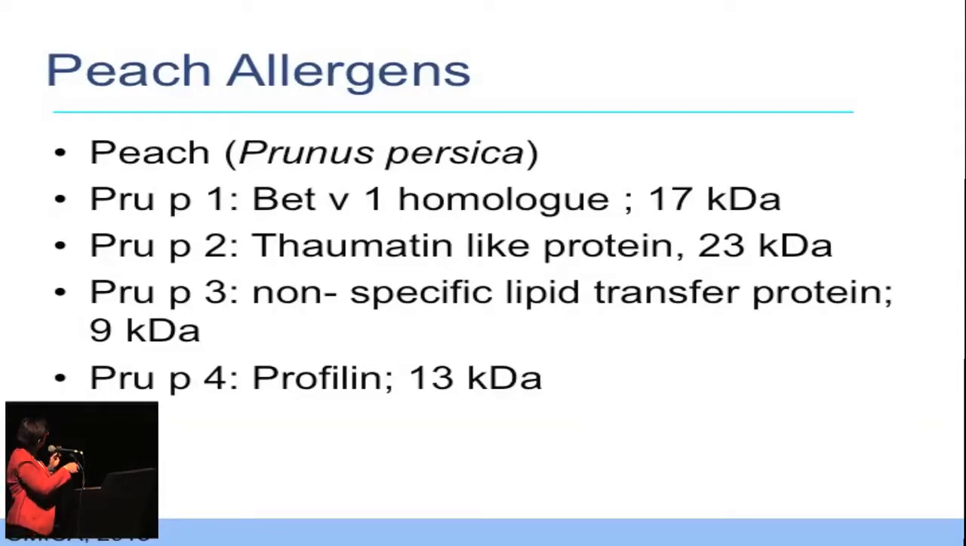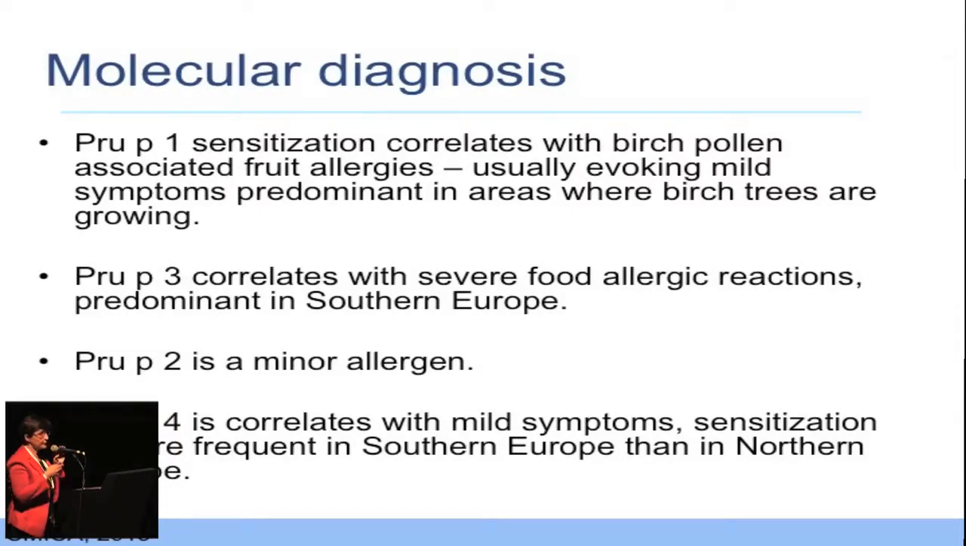So what pattern is there? What can we read out of these allergens? Going back to data from patient studies within single countries, but also across Europe, we found that Pru p 1 sensitization, of course, correlates with birch pollen-associated fruit allergies. Usually, it's the birch pollen allergy that starts first, and then the symptoms occur with eating peach, but also with apples or other fruits from the Rosaceae family. And it usually evokes rather mild symptoms, the local oral allergy syndrome.